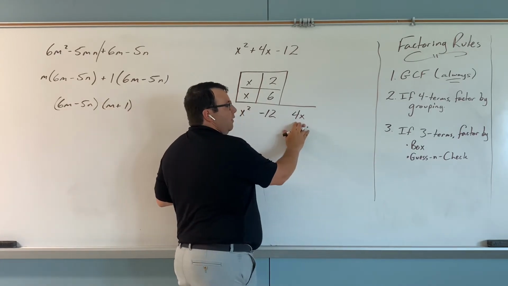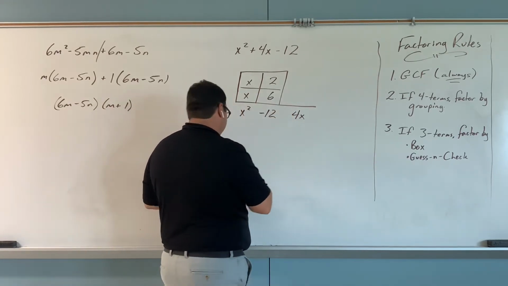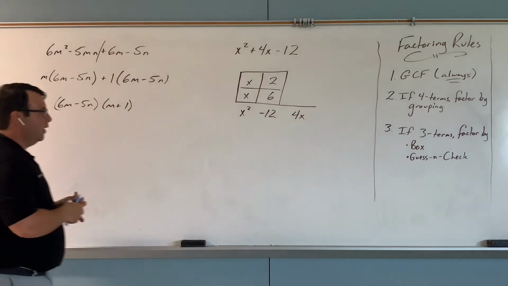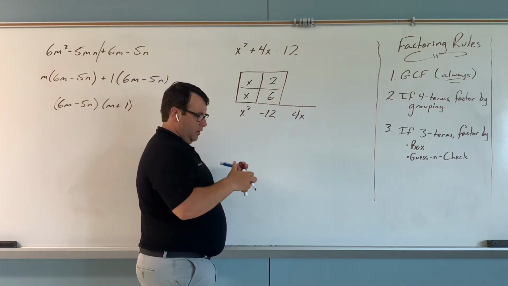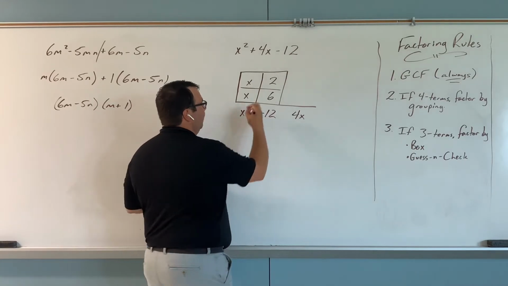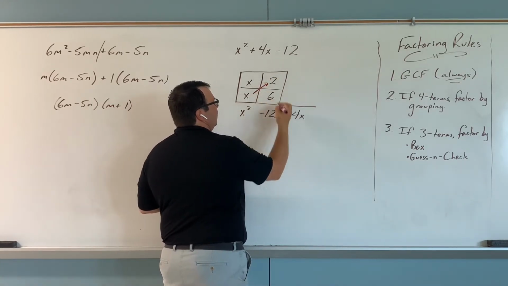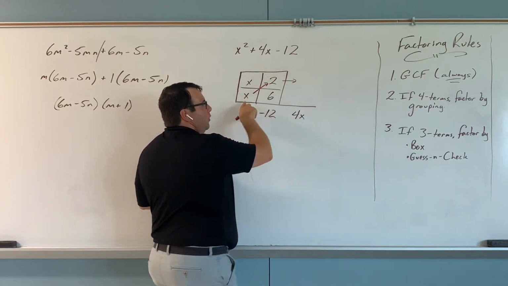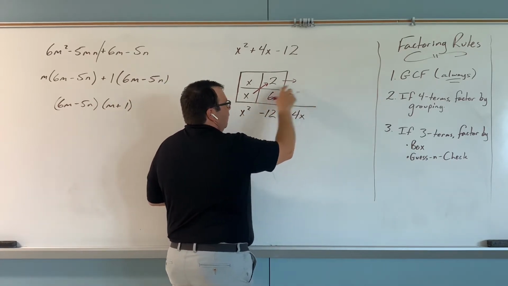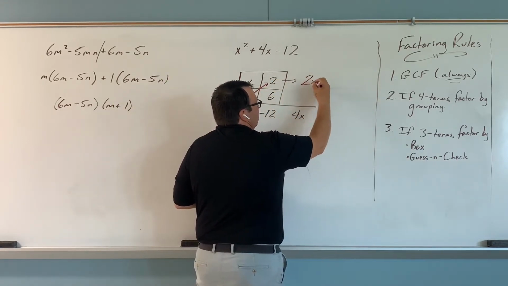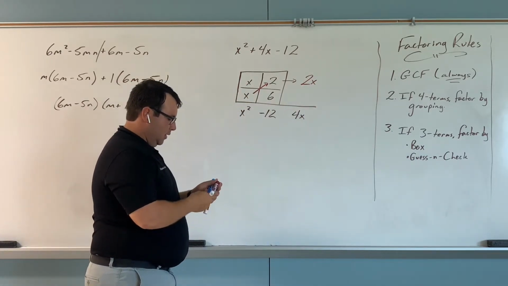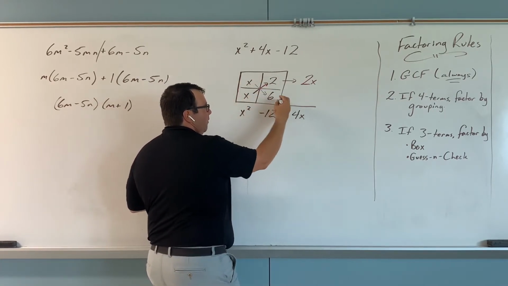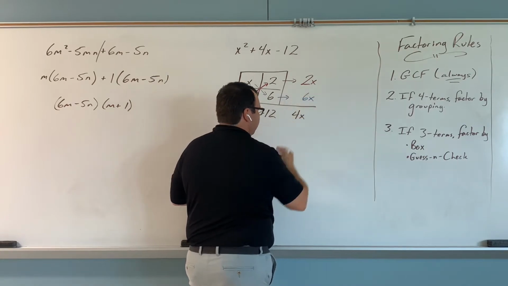Looking at my 4x, here's how I'm going to get my 4x, and I'm going to use a different color just to give you some clarity here. This is my purple marker, so hopefully it shows up nice and purple. But I'm going to multiply in this direction. So it's kind of like a cross multiplication within the box and spitting the answer out. So x times 2, that gives me 2x. I'm going to use my blue marker now. Crossing this way, I have x times 6, gives me 6x.